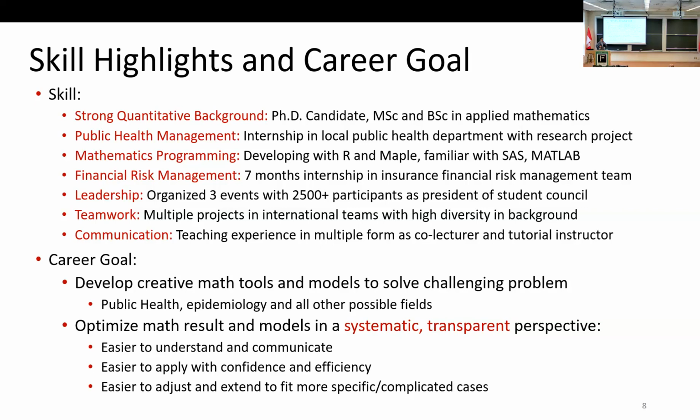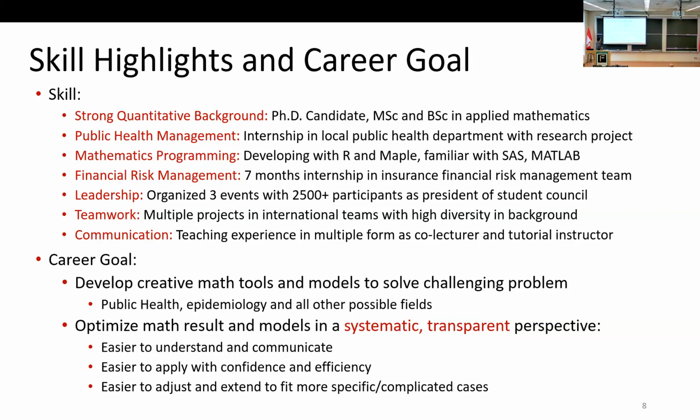I also had an internship with an international insurance company, so I have some experience with financial risk management. As a student council president, I have some leadership experience, and I also have multiple projects in international teams with high diversity, both in professional background and language background. And for communication, I have a lot of teaching experience as a TA and co-lecturer here at Queen's.